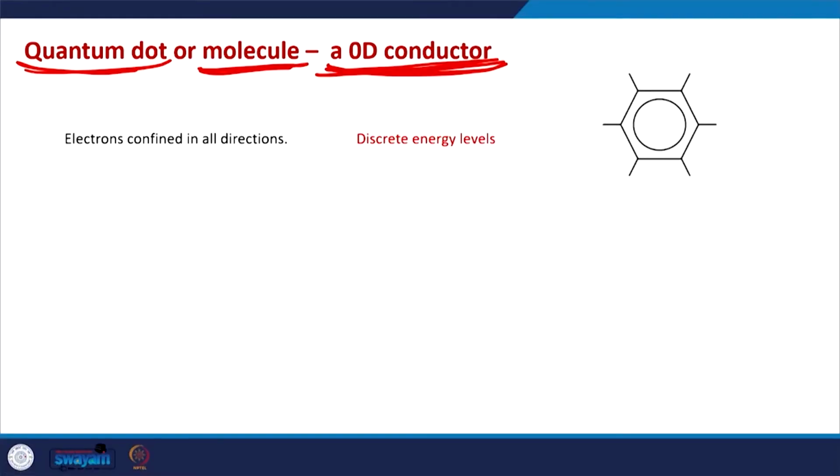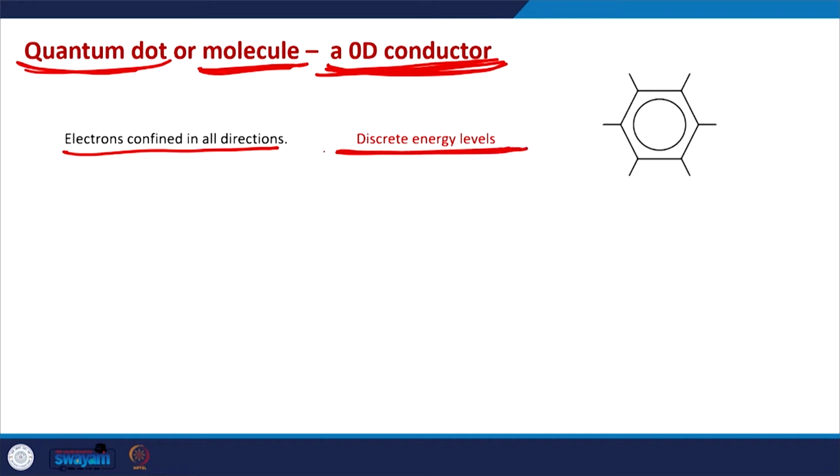Or we can also fabricate semiconductor structures in which the size of the semiconductor in all three directions is a few nanometers only, and that is a quantum dot. So, a quantum dot is also known as an artificial atom. It is like an atom, because an atom is also very small, electrons are confined in all the directions, and because of the confinement of electrons, we always need to deal with discrete energy levels in these systems.